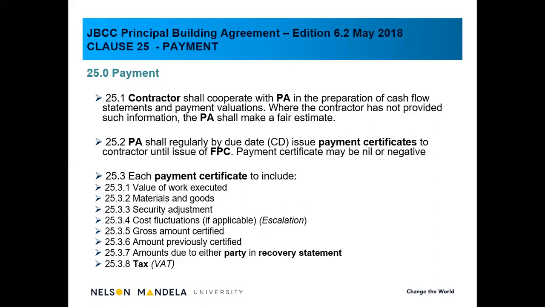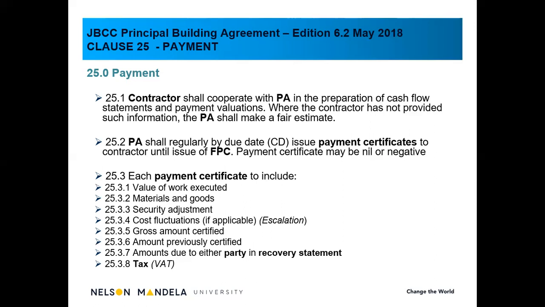Also included in the payment certificate, referring to clause 25.3.4, is cost fluctuations, and that is basically escalation. So if the contract is a fixed contract, there's no escalation. If it's subject to escalation, obviously you're going to include escalation. Remember what we've discussed previously. I've mentioned that a payment certificate includes the calculation of escalation. So at a later stage, we will compile escalation and we'll include it in our payment certificate.